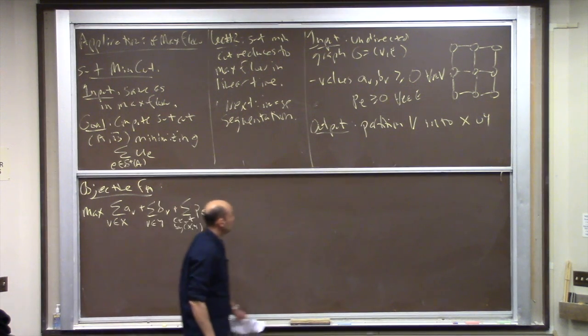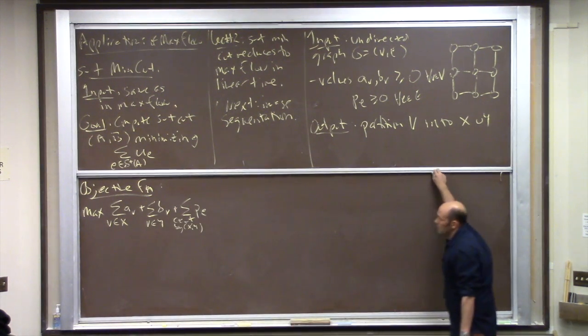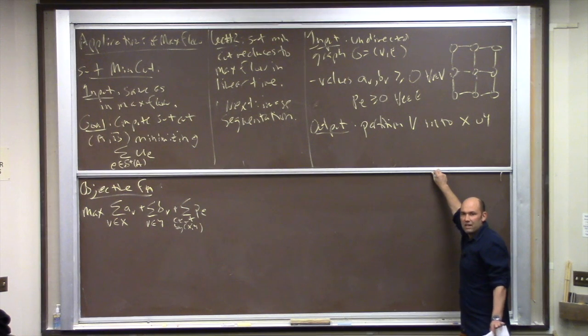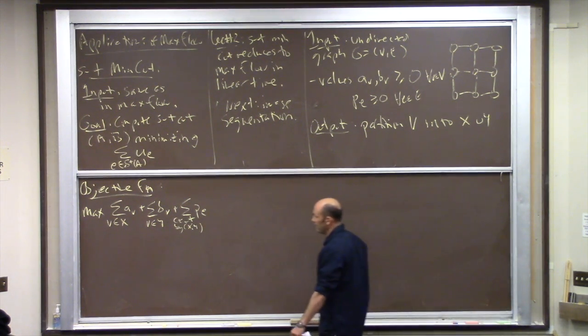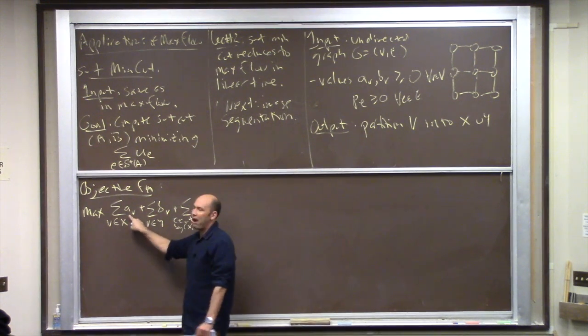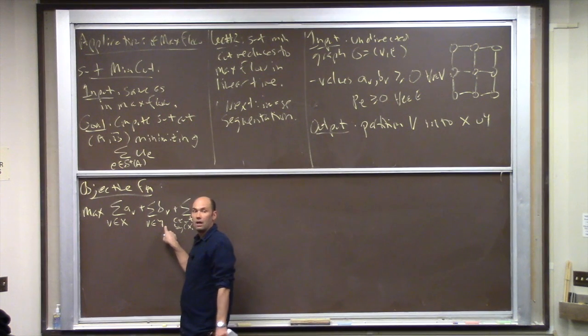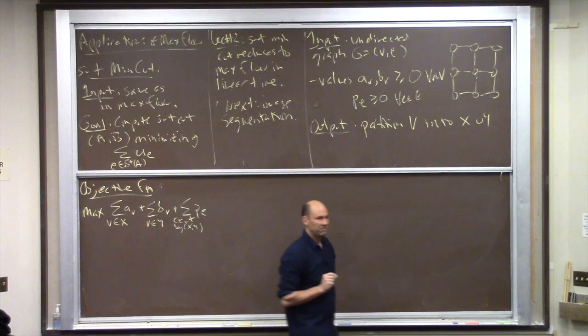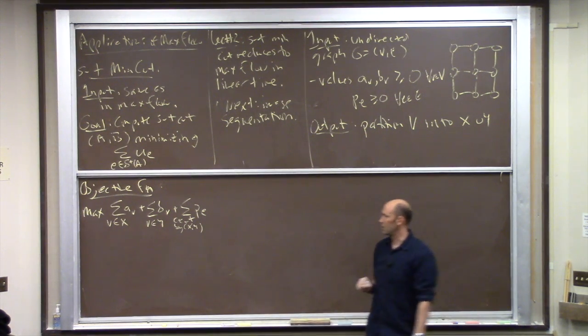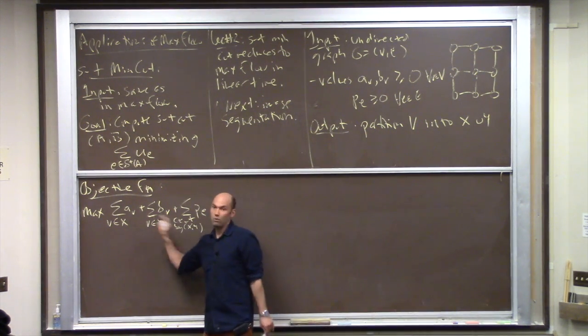Okay. So you've got to put a vertex in either X or Y. You have no choice. It's going to be a partition. If you put a vertex V in X, I give you a prize worth A sub V. If you put it in Y, I give you a prize of value B sub V. So for each vertex, you're going to pick up either the A value or the B value.